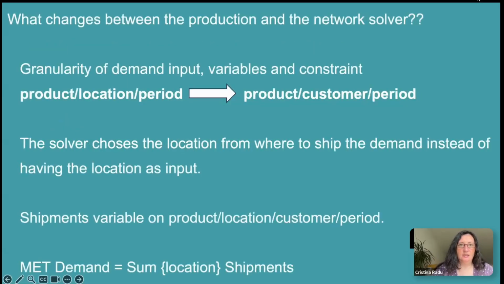Let's start. What changes between the production and network solver? Essentially what changes is the granularity of the demand. The demand is an input, and in the production optimization solver, it's on product location. So the location is given. You know which customers are assigned to which DC. This allocation is made before you start the solver.